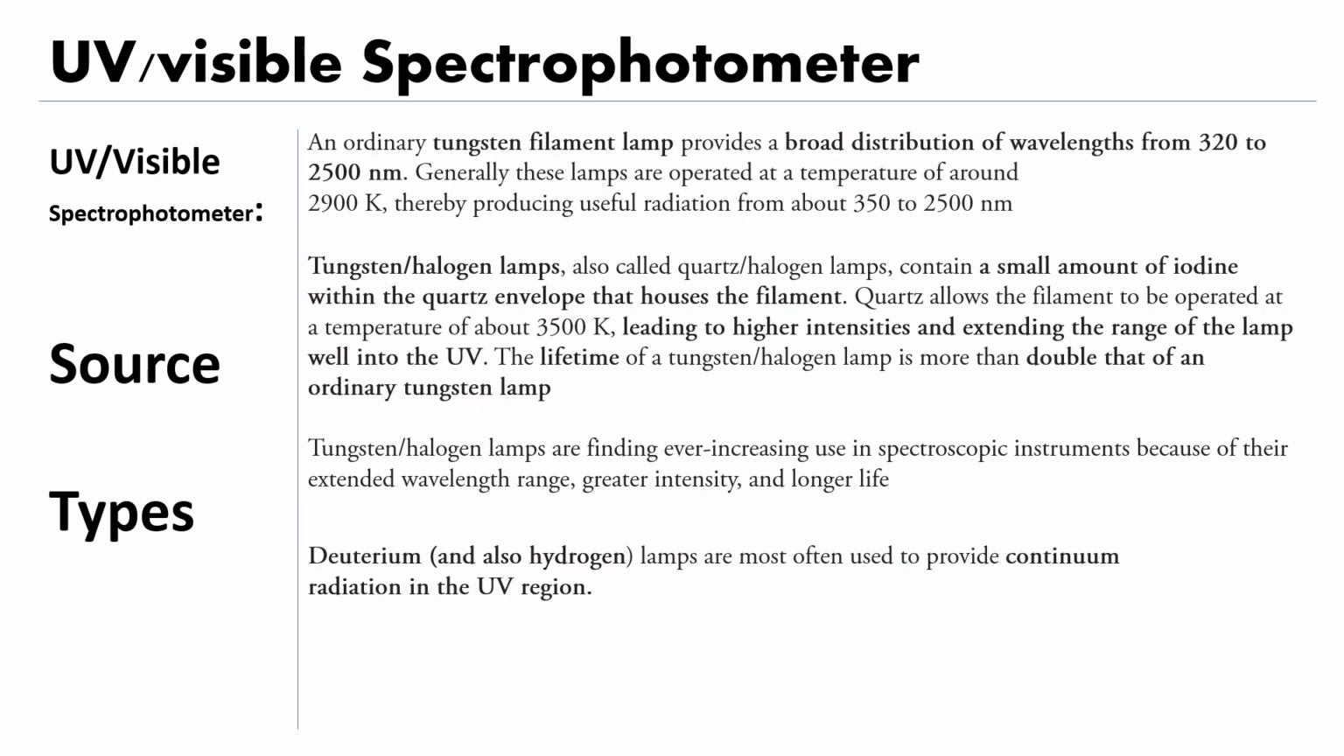Most recent UV visible spectrophotometers use tungsten halogen lamps, and some also use a deuterium lamp, but the deuterium lamp provides radiation only in the ultraviolet region.